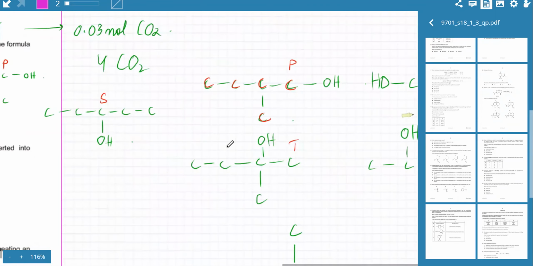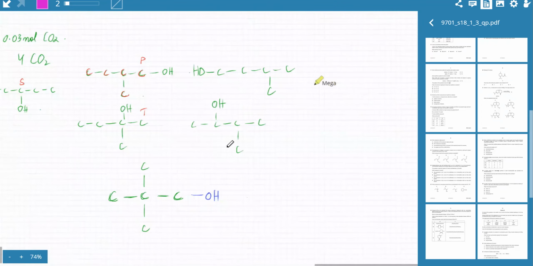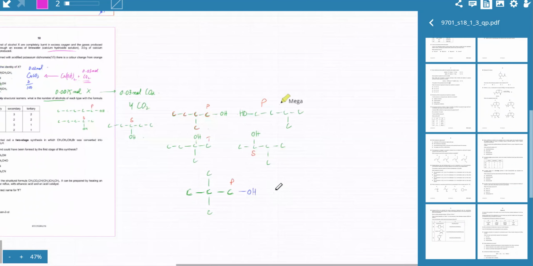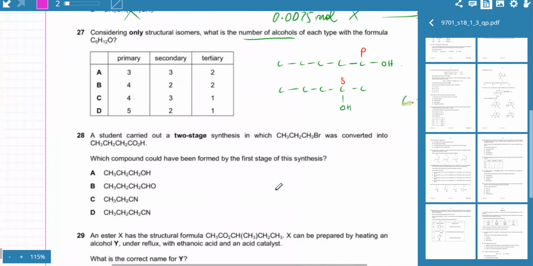Then this one looks like a primary. This one is a secondary, two carbons attached to it, and this one is also a primary. So count the number: we have one tertiary, and I think we have two secondaries. Let's focus on that. One tertiary, two secondary. So I think it's going to be D.